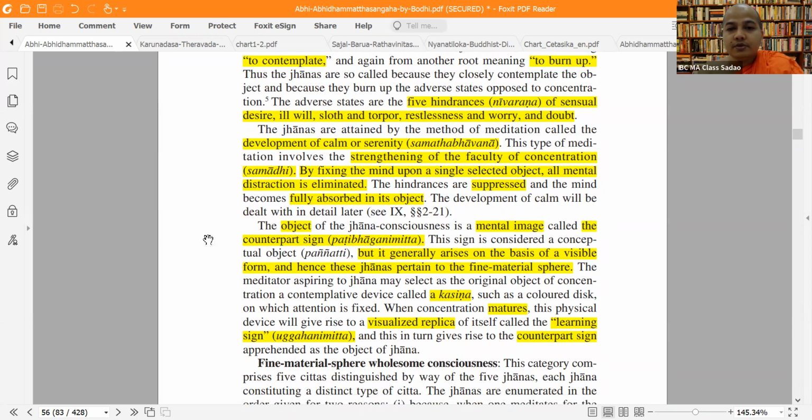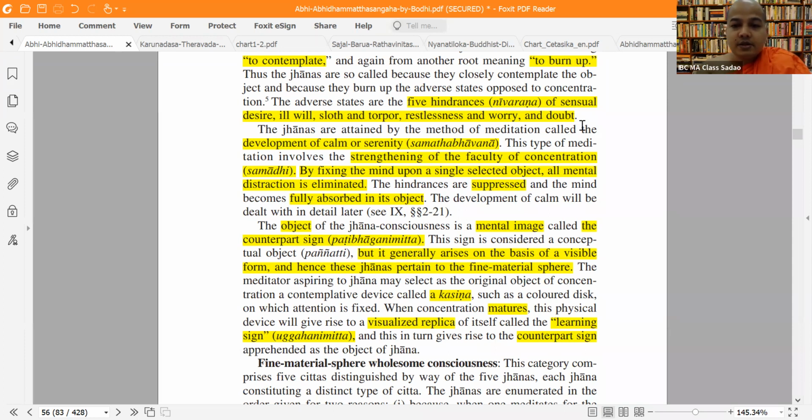What are the Pali terms for these five nivarana? Kamachanda, right? Vyapada, Thinamidda, Uddacha Kukuccha, restlessness and worry, and Vichikiccha. So these are the five hindrances.